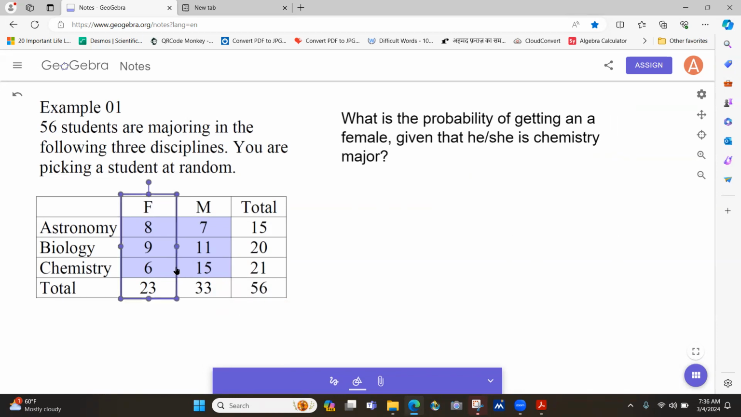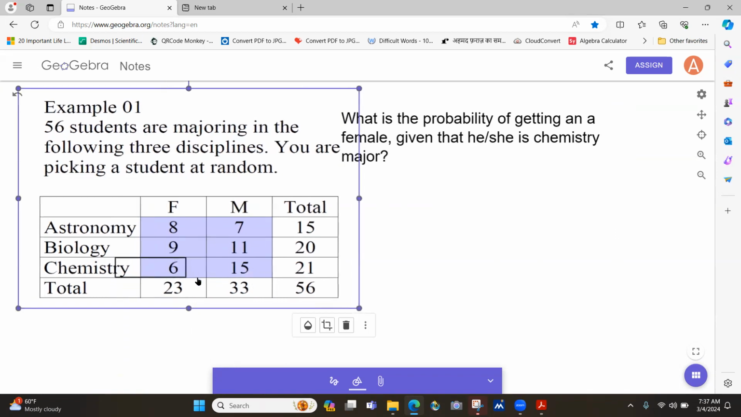Now, again, the given that part tells me how to shrink the sample space. Given that he or she is a chemistry major tells me I'm only interested in the chemistry majors. I don't care about any other majors. I'm going to block this off. That's all I care about.